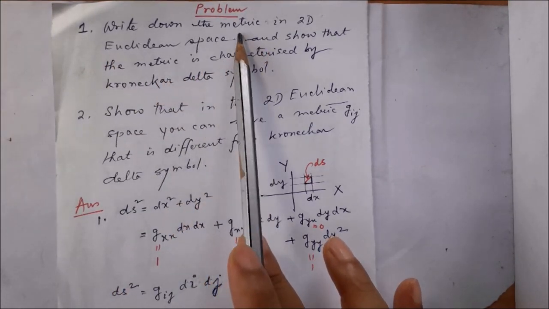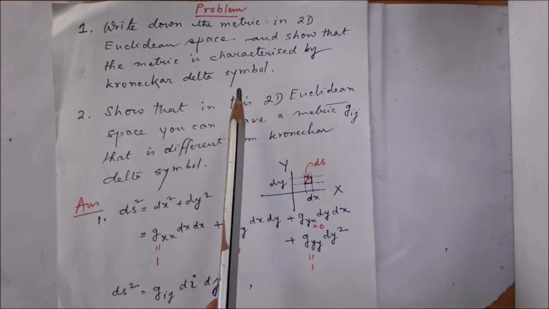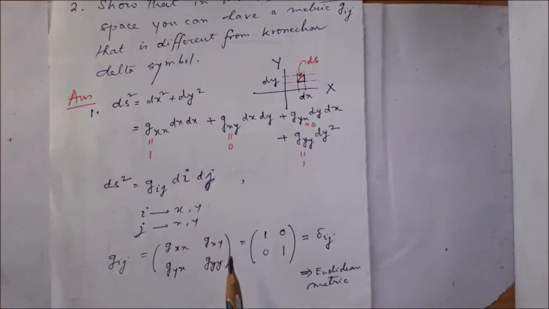We have to obtain the metric in 2D Euclidean space and show that it is actually the Kronecker delta symbol. And this is it. Actually, we did this in lecture IN1a. Here, we did not use the suffixes 1 and 2 for x and y, but continued with the coordinates x and y. And the matrix representing the metric contains GXX, which is the first row, first column element. Similarly, GXY is the first row, second column element, and so on. The metric structure being 1001, it is Kronecker delta, and so it is a Euclidean metric.